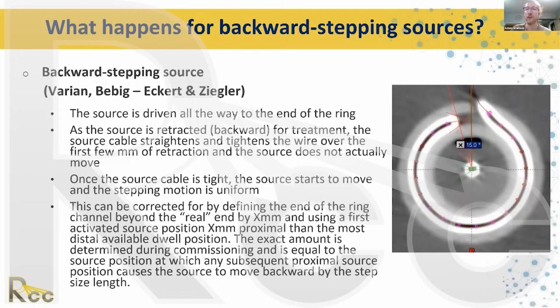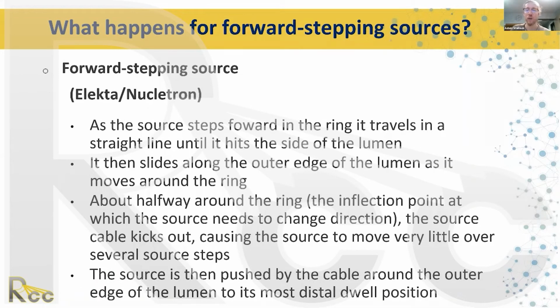So again, the first few positions are variable, and then at a certain point it tightens around the ring and then just pulls back with uniform step positions. And that would be equal to that X millimeters where we've moved beyond the real lumen for reconstruction, and our first activated dwell position is that same X millimeters proximal. It's a little confusing; hopefully some of these next few slides will clarify that better, after a quick introduction to forward stepping sources.